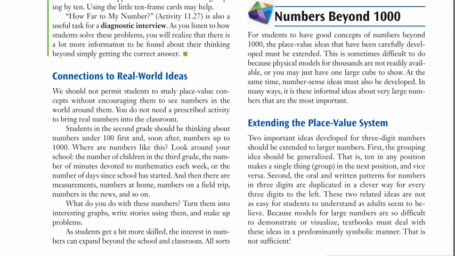For students who have good concepts of numbers beyond 1,000, the place value ideas that they have been carefully developing must be extended. This is sometimes difficult to do because physical models for thousands are not readily available, or you may just have one large cube to show. Two important ideas developed for three-digit numbers should be extended to larger numbers. First, the grouping idea should be generalized, that is, 10 in any position makes a single thing, or a group in the next position, and vice versa. Second, the oral and written patterns for numbers in three digits are duplicated in a clever way for every three digits to the left. These two related ideas are not as easy for students to understand as adults seem to believe.